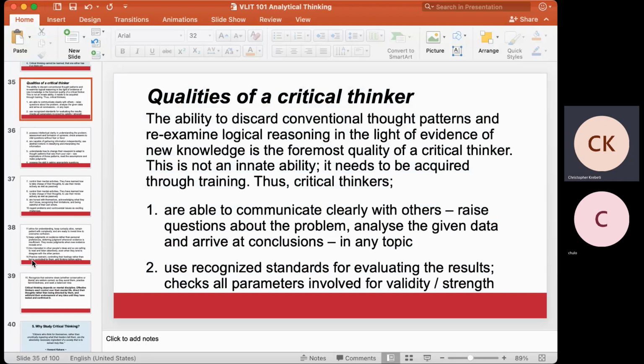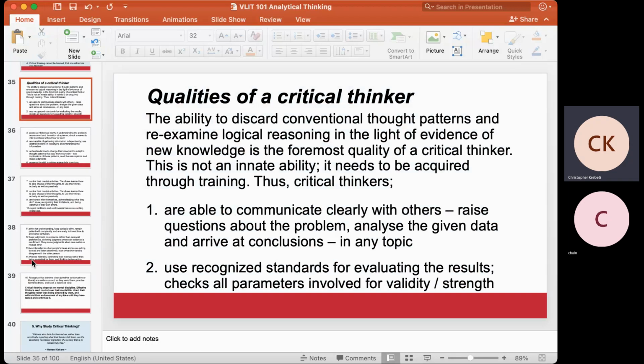That is why critical thinking encourages reading and effective listening. Because once you can do that, you will be able to gain adequate information to deal with. Again, critical thinkers are able to use recognized standards for evaluating the results. When we talk about recognized standards, for example, if you say an argument is valid, you should know the standards governing a valid argument.